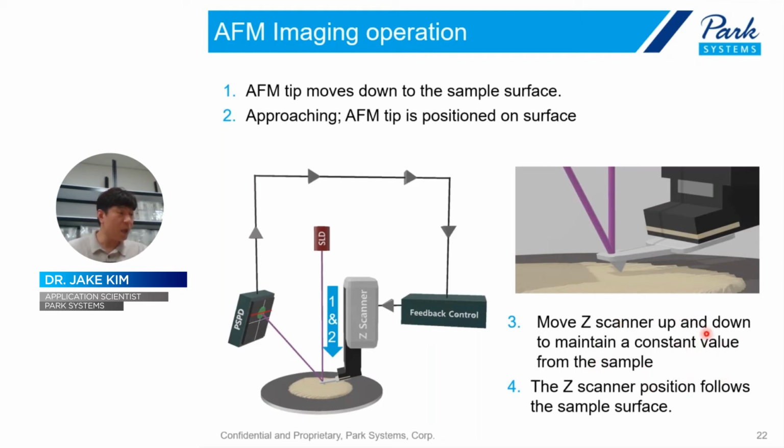This constant value means force in contact mode, and amplitude in non-contact mode. Simply speaking, this constant value is the interaction between tip and sample. I think in the next webinar session, the September one, I'm going to explain these one by one in more detail. And after that, the Z scanner and XY scanner scan the surface, then we can see the sample's topography.